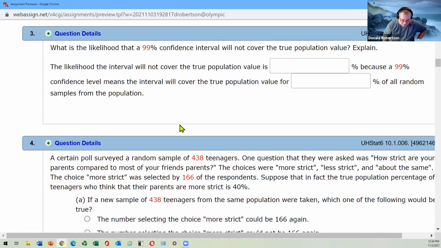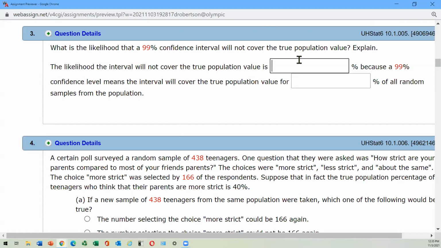Now, we've talked about this in other days. What is the likelihood that a 99% confidence interval will not actually get you the right answer? That's me paraphrasing this. Now, don't overthink it. In a 99% confidence interval, what percentage won't work? What percentage of the time will you actually not get the right interval? 1%? As simple as that.